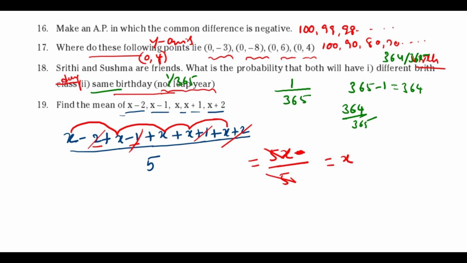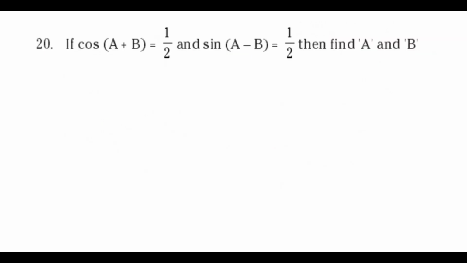Next question number 20. So it is a direct question, right? Just a rough work I will show here. This is a problem from trigonometry, example number 7. Okay. Cos(a plus b) is equal to 1 by 2. So actually cos of 60 degrees gives 1 by 2. So you can cancel cos here. Then what you will get? a plus b equal to 60 degrees. So this is the first equation.